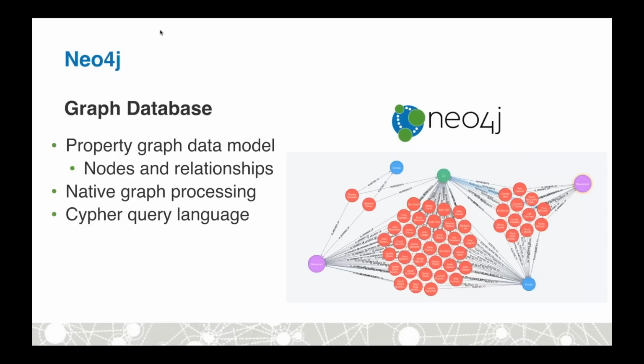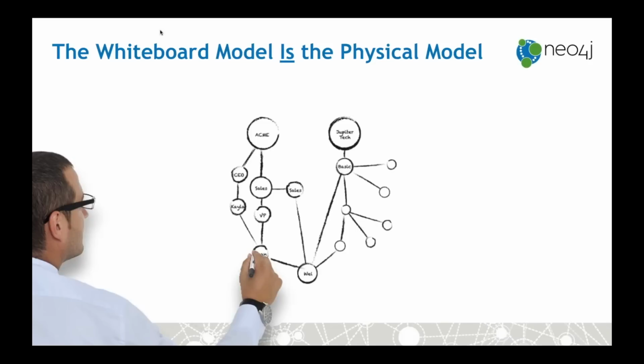There are sort of three key elements that we think about when we talk about a graph database. The first is the property graph data model. We'll look at this in a bit more detail in a minute. Also, native graph processing, so the ability to traverse our graph very, very efficiently. And then some query language, some query construct to be able to do that. And with Neo4j, we use the Cypher query language. So let's look at those in a bit more detail, starting with the property graph model.